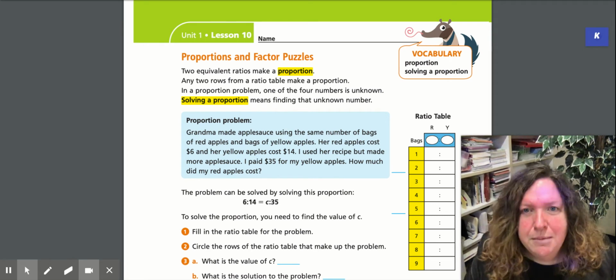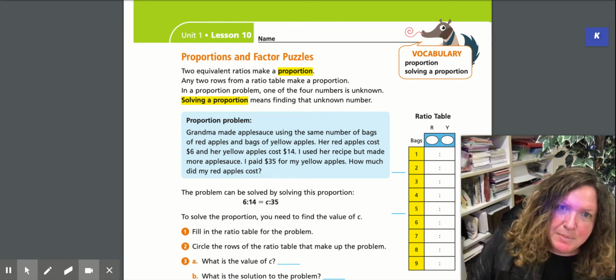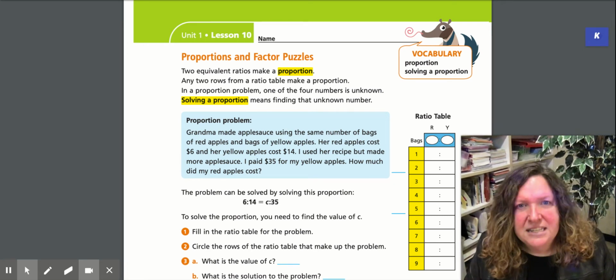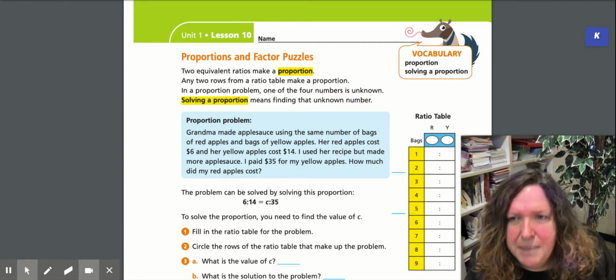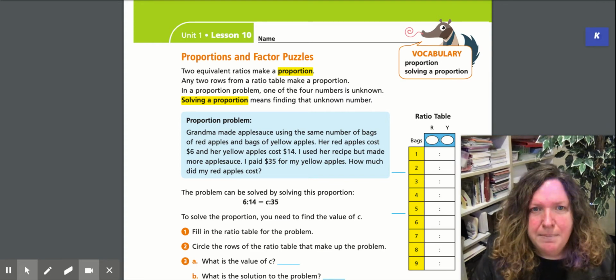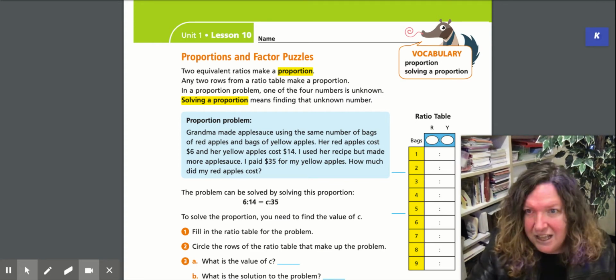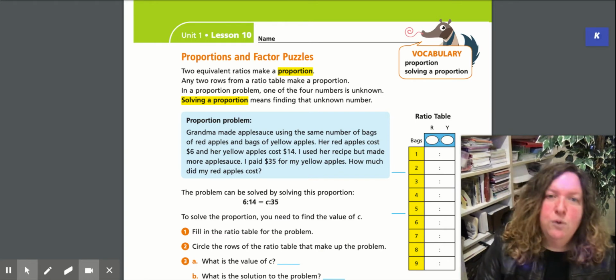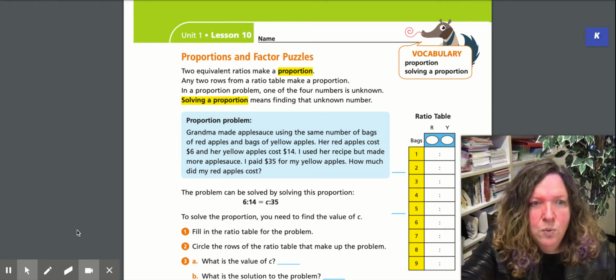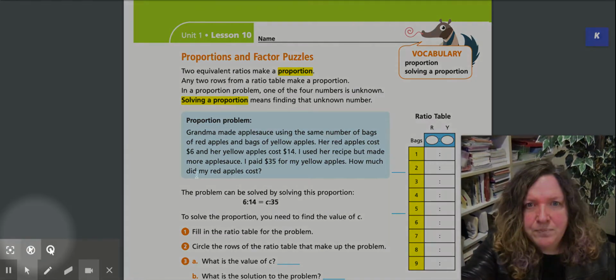She uses the same number of bags of red apples and bags of yellow apples, but they cost different amounts. Her red apples cost $6 when she went to the store and bought them. Her yellow apples cost $14 when she went to the store and bought them.